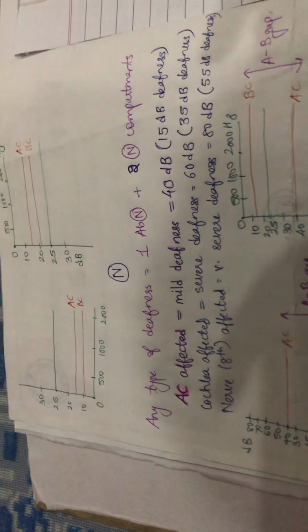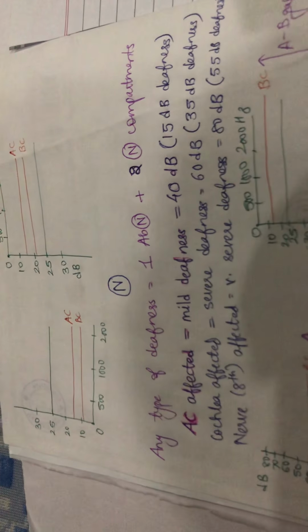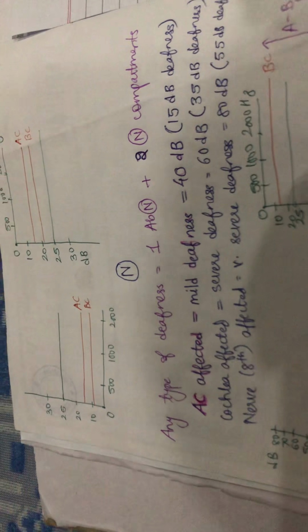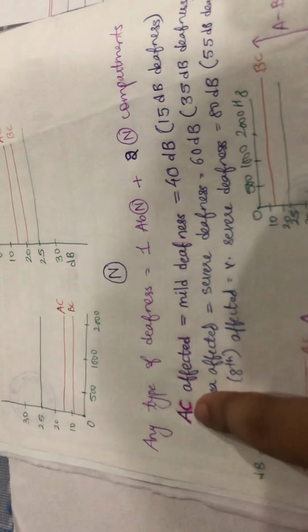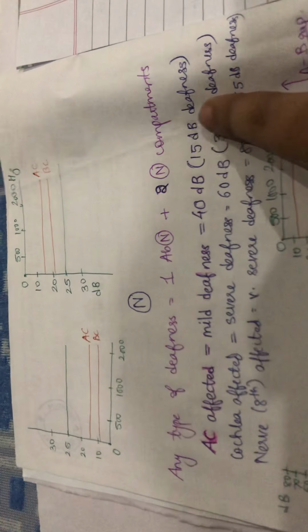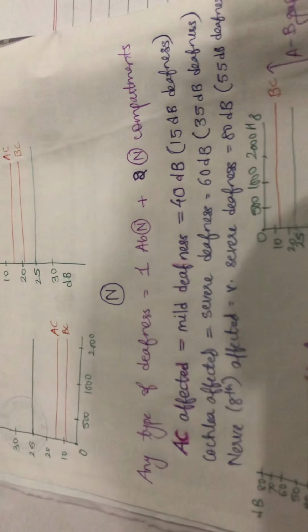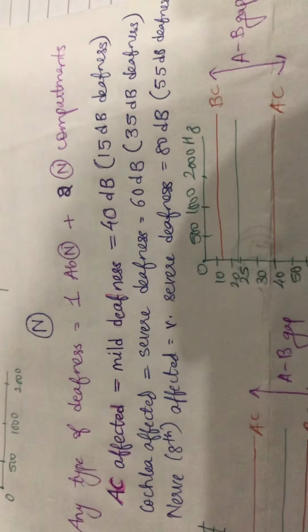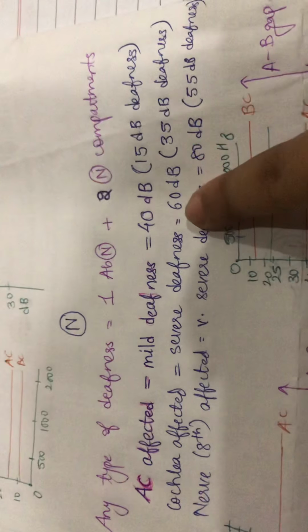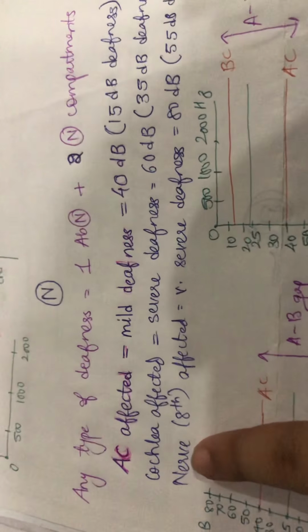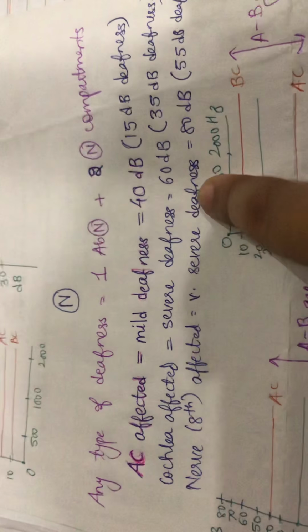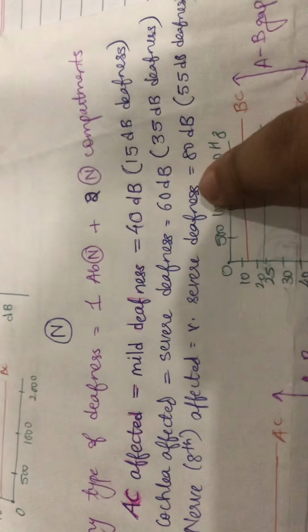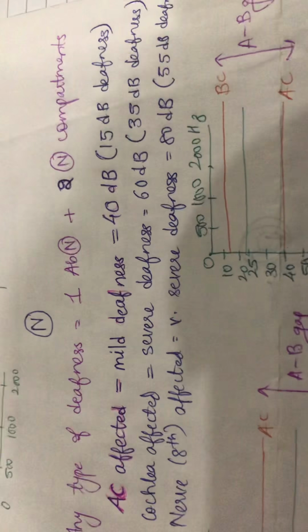So like I said, deafness is one abnormal compartment and two normal compartments. So when we have a defect that lies in the external auditory ear or in the middle ear, we call it conductive deafness, which is a mild deafness of about 15 decibels. So you can see the patient will hear at around 40 decibels. When the cochlea is affected, it's called sensory deafness, which is a severe deafness of about 35 decibels, and the patient will start hearing at about 60 decibels. And when your auditory nerve gets affected, it's a very severe deafness of about 55 decibels, and the patient will start hearing at about 80 decibels.